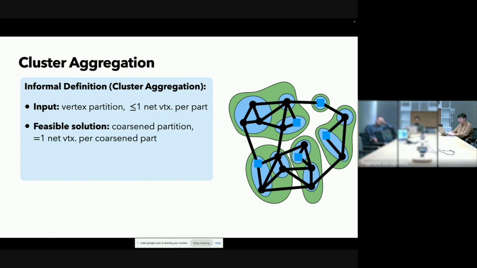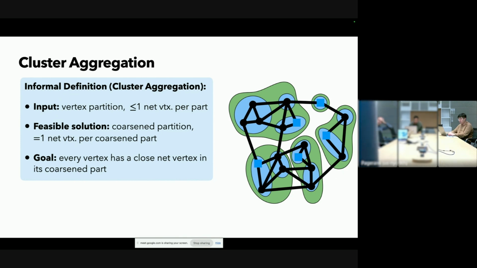Now, what's the objective here? Well, we'd like to coarsen this partition in such a way that if you look at a vertex and you look at its nearest net vertex, and you look at its nearest net vertex within its coarsened part, those 2 things should be relatively close. So in particular, if you look at, say, this vertex, maybe its nearest net vertex is the one down below right here. If these are all unit weight edges, it only has to go 1 edge to find a net vertex. But then if it wants to go to its nearest net vertex in the coarsened part, it has to go to that net vertex. We just want this red distance to be not that much larger than this green distance.